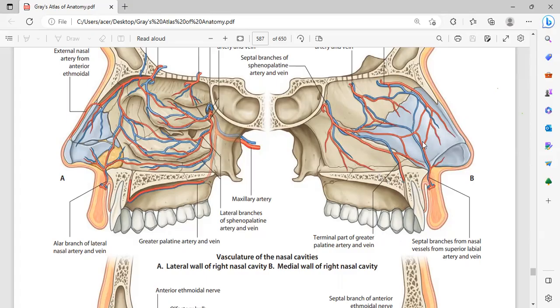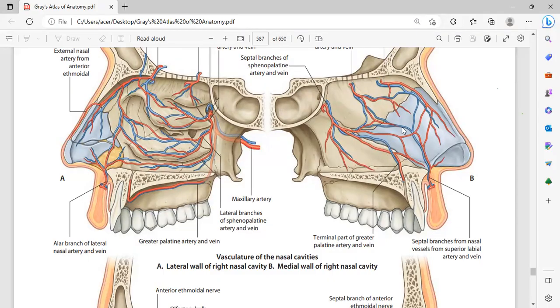Because this plexus is located here, this site is a common site for nosebleed. The clinical term for nosebleed is epistaxis. So this site here is a common site for epistaxis, right? And also, other than this, you have the anterior and posterior ethmoidal branches from the ophthalmic artery.